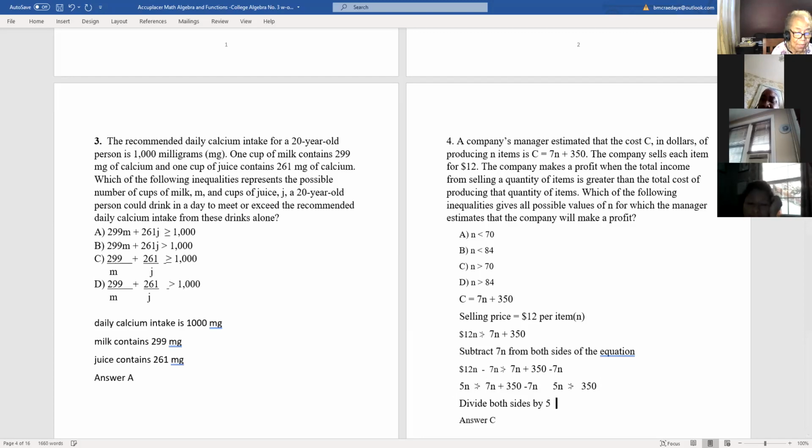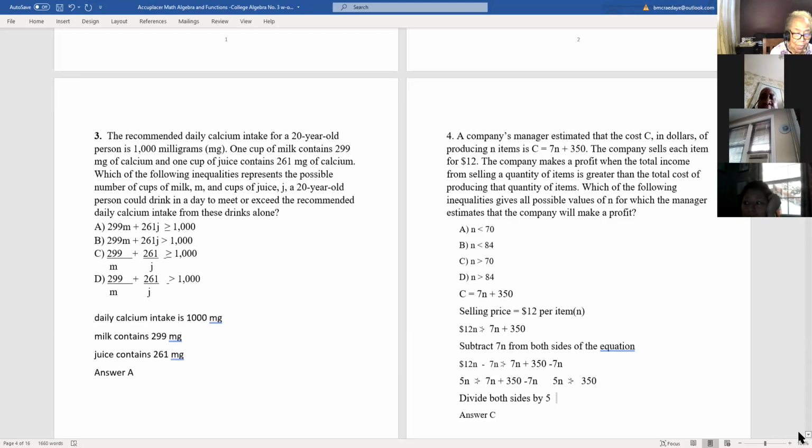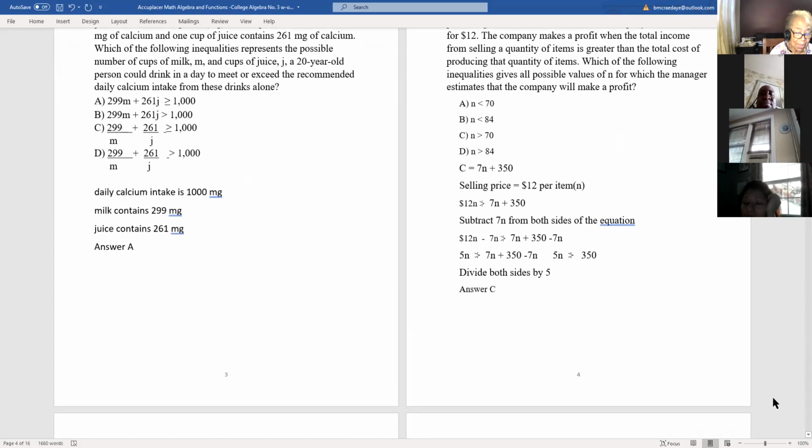And what do you get? 70. Get 70. N is greater than 70. Let me just copy this over. Divide both sides by 5. Okay. And I'll just get N. 5 into 350 is 70. So N greater than 70. And that's just his answer, C.